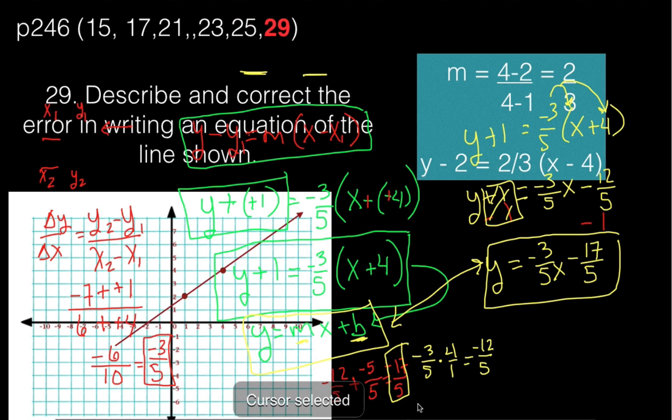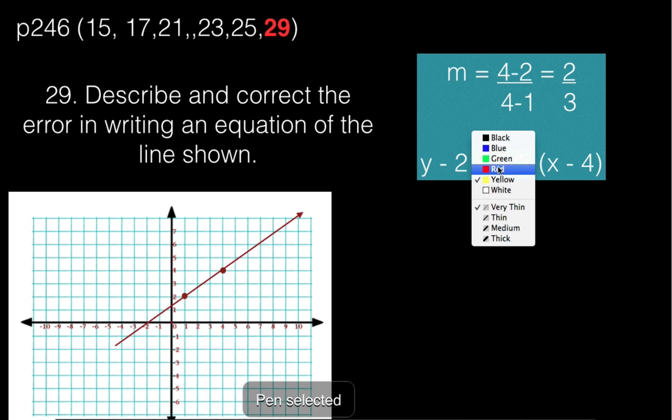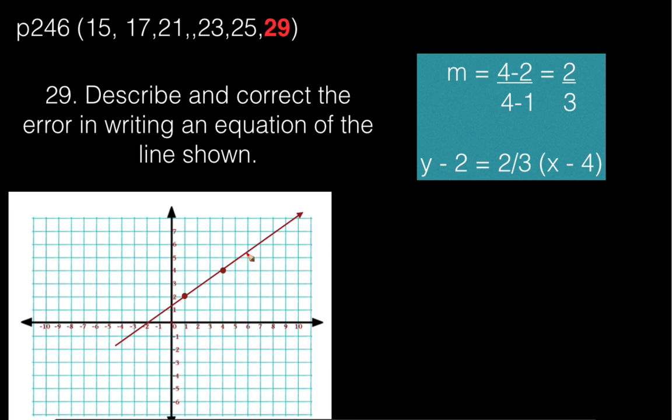Okay, last but not least, 29. Now, 29, I have work that's been done here, okay? I have a graph, and then I did the work, but this work is incorrect. Something went wrong in this. So it says describe and correct the error. Describe the error that was done right over here based off of the line that is shown here.